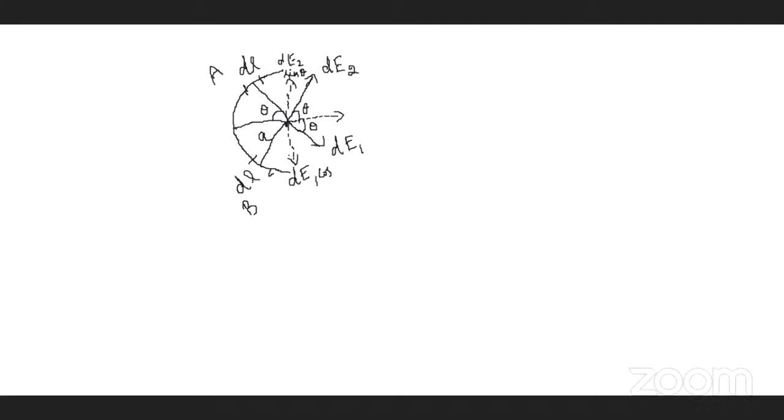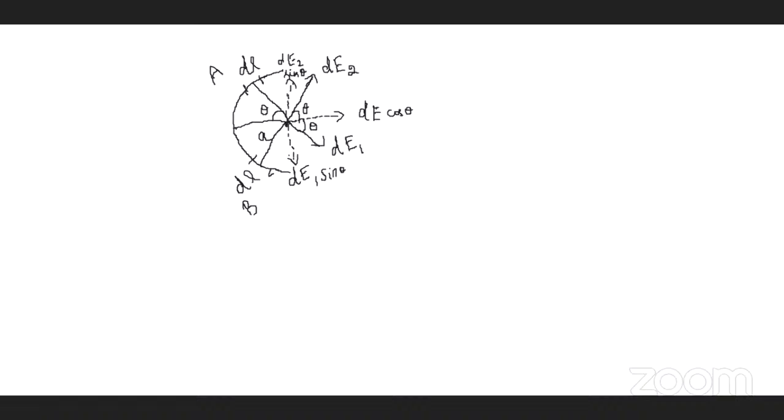Here you will have dE1 cos theta and dE2 cos theta along the same direction. So the dE cos theta components are along the same direction. dE1 sin theta and dE2 sin theta are equal in magnitude but opposite in direction, so they will be cancelled out. So the dE cos theta will survive.